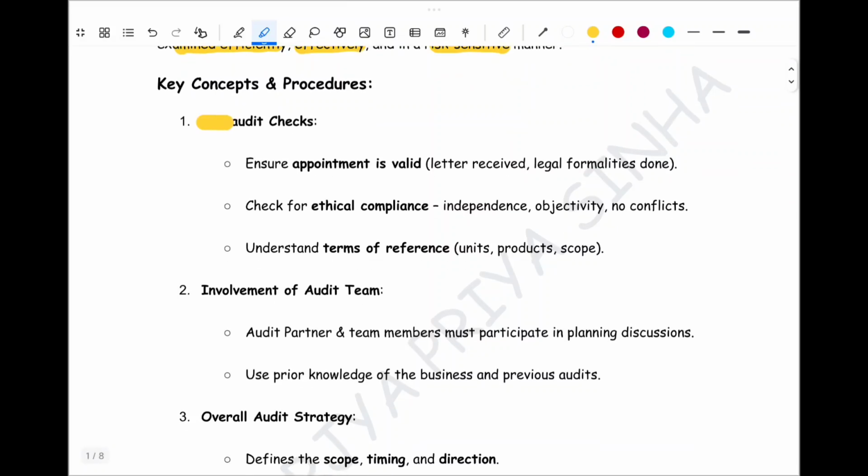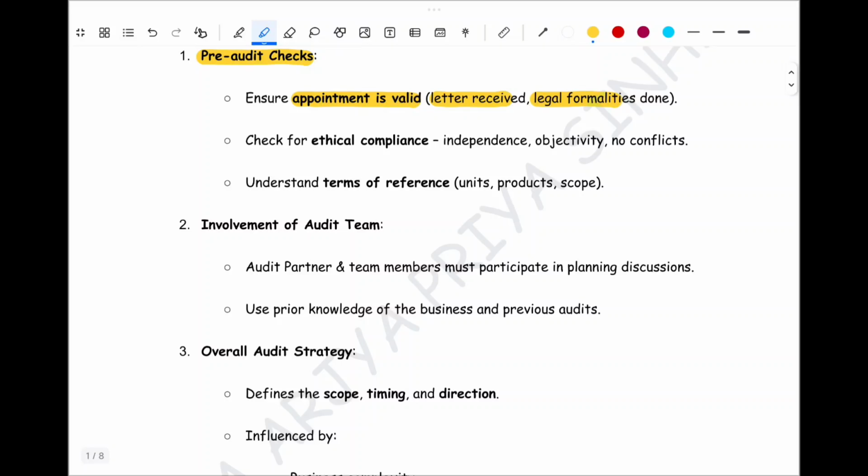First is pre-audit checks. The first thing is to ensure the appointment is valid. You all know that before the appointment of a cost auditor, we need to check this compliance: letter received, legal format done or not. For the cost auditor, we need to file Form CRA-2 within the time limit, that is within 180 days from the start of the financial year, or 30 days of his appointment, whichever is earlier. We have read all these things in our Section 148 of the Companies Act 2013 chapter, right?